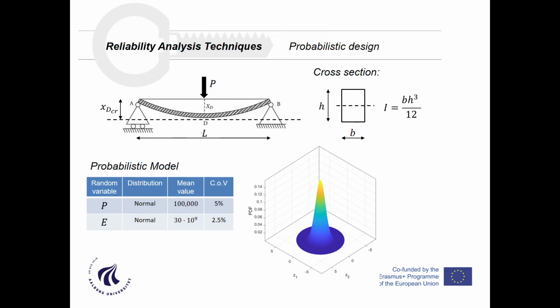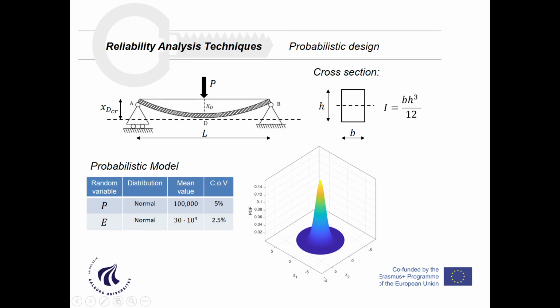So now we can imagine that we have a bit more complexity in the problem. So now we can have, for example, two random variables instead of only one, which will be the load, but also the Young modulus of the beam. And the probabilistic model of these random variables will be given by this table here. Both are normal distributed, with different mean values, of course, and also two different coefficients of variation.